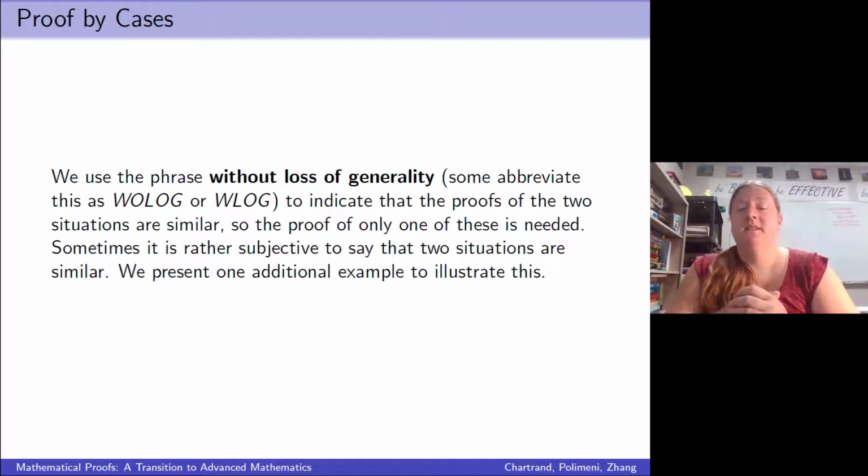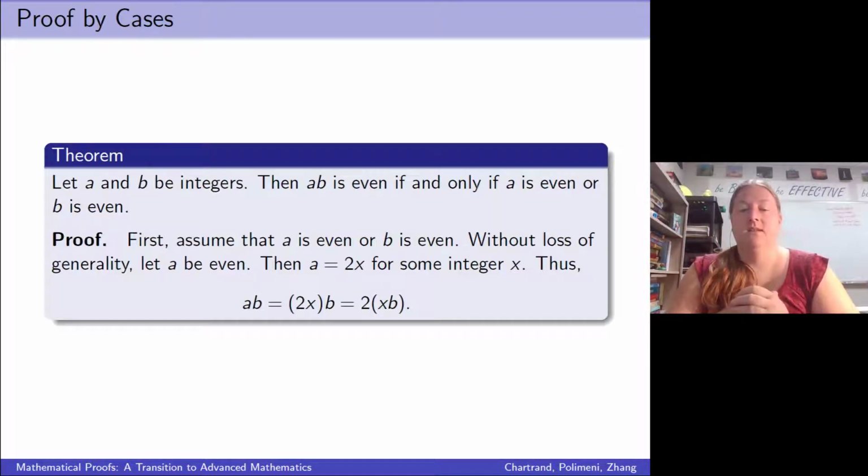And when you see this, basically what they're saying is there's nothing different. Like it's really just changing some letters. It's still general enough, right? So here's an example. I have a and b are integers, then ab is even if and only if a is even or b is even. Now this is again a biconditional result, and it's one that's important enough that we're calling it a theorem.